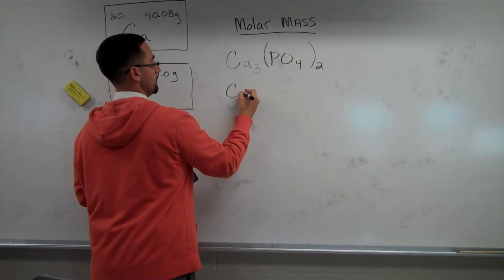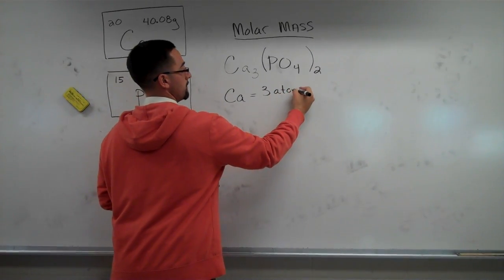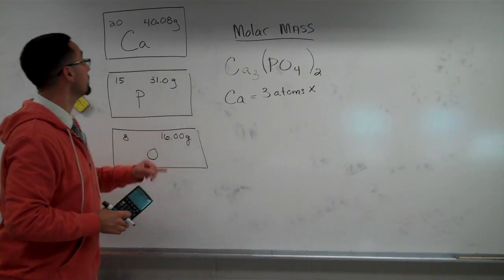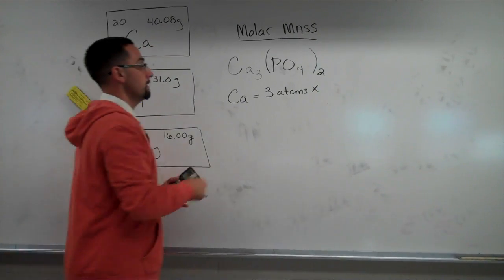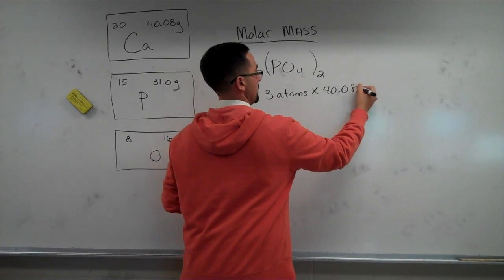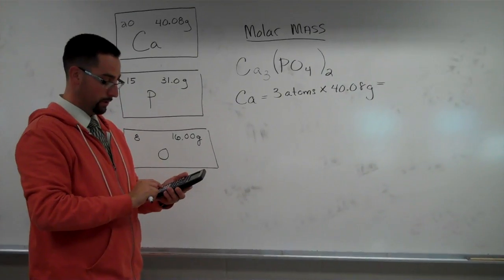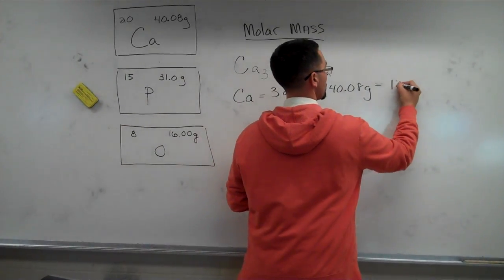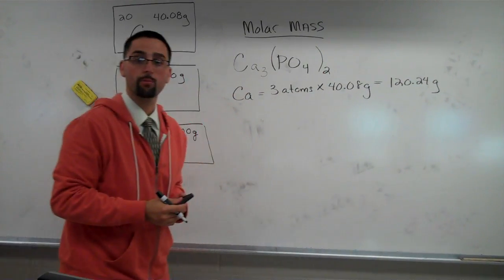So for calcium, that's going to be 3 calcium atoms times the molar mass of calcium. If you refer to your periodic table, you'll find that each calcium mole weighs 40.08 grams, but we have that 3 times. Okay, when we do this out, we have 3 times 40.08. That's going to contribute 120.24 grams into the compound.